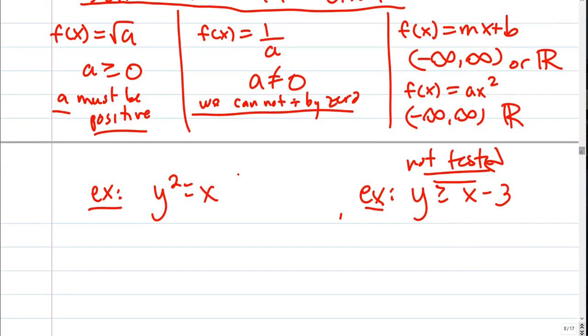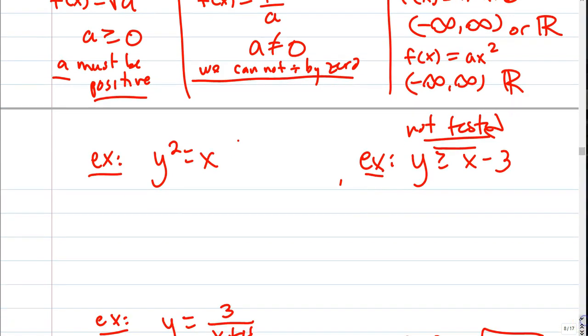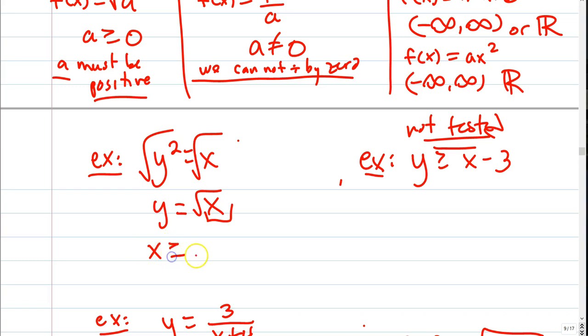So, okay. First example. That looks like a parabola, but it's not. First of all, that's not y equals. So what would we need to do? Well, we could square root both sides and get that y is equal to the square root of x. Now I see that this is that square root of a. Is there anything we can't square root? Yep. That x must be positive. It must be greater than or equal to zero. That would be the domain. x is any number greater than or equal to zero.